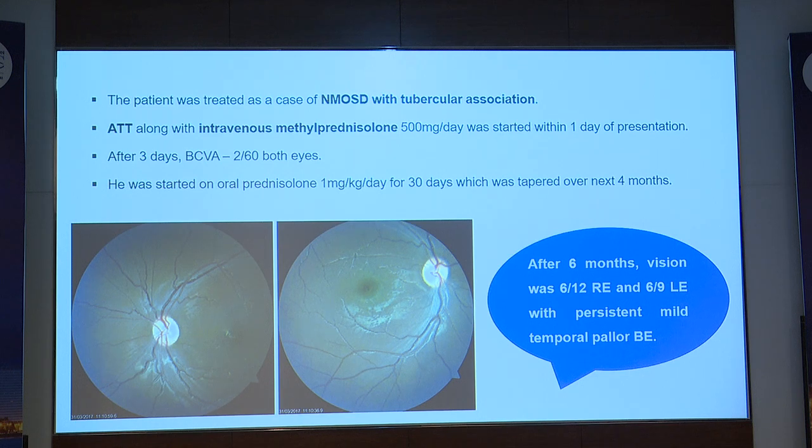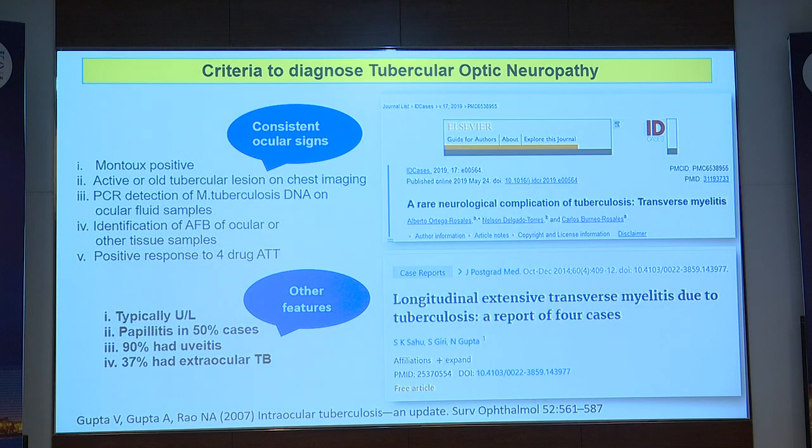ATT along with steroids was given, and we could see drastic improvement over 3 days, to 2/60, and over 6 months the vision improved to 6/12 in the right eye and 6/9 in the left eye. There was only temporal pallor. We have saved the eye. As we all are aware, there are criteria for tubercular optic neuropathy: consistent ocular signs, Mantoux positive, and response to 4 drugs of anti-tubercular treatment.